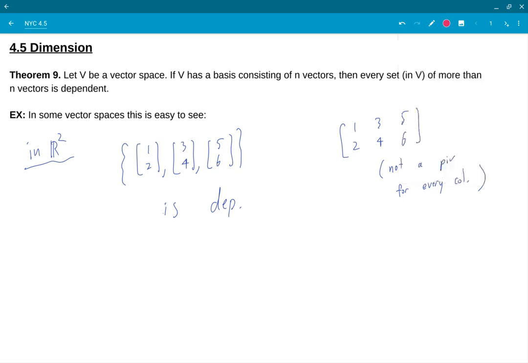Okay, I have a basis. This is the so-called standard basis. We have this standard basis. It has 2 elements. And you can see that if you have any set with 3 or more elements, it's going to be automatically dependent because of what I was talking about over here. The corresponding matrix is not going to have a pivot for every column.